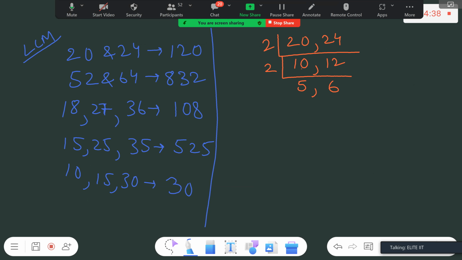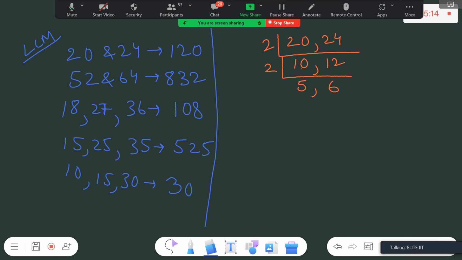Do 5 and 6 have any common factor between them? Any common prime factor? No, they are co-prime numbers. They don't have any common prime factor.